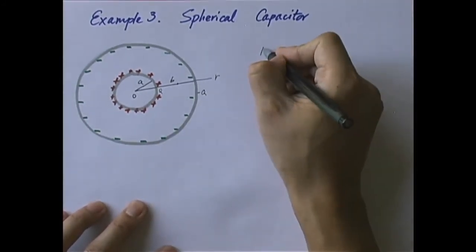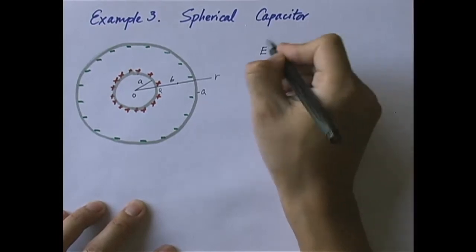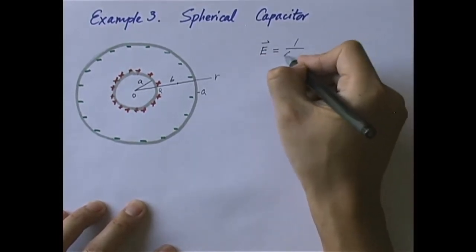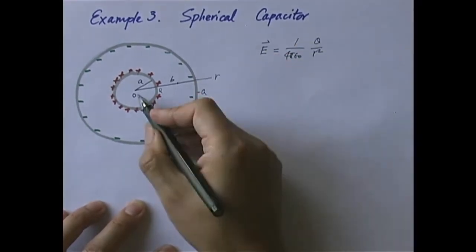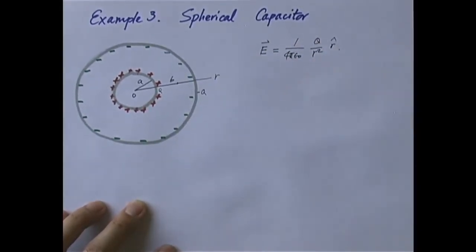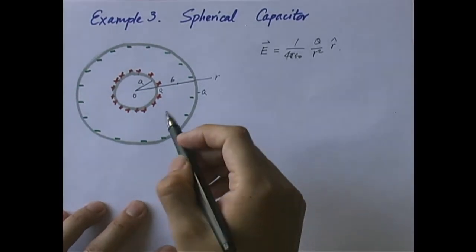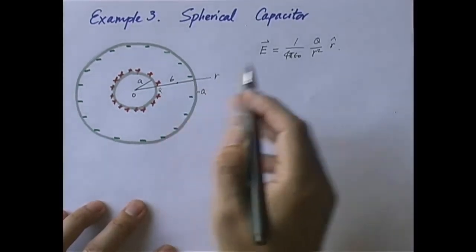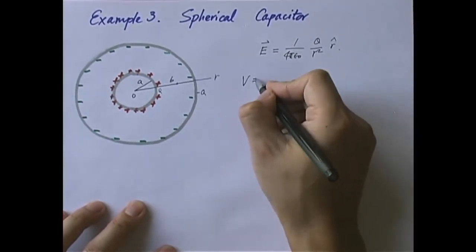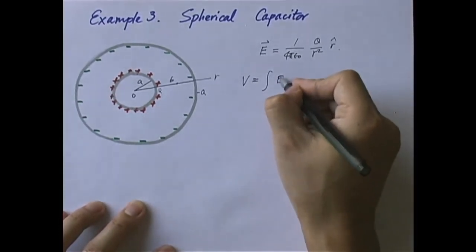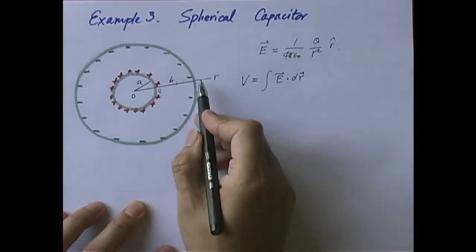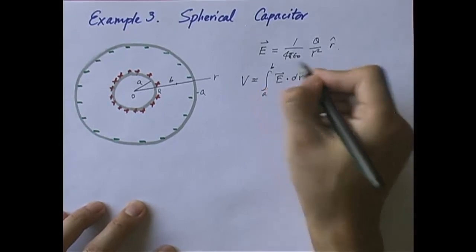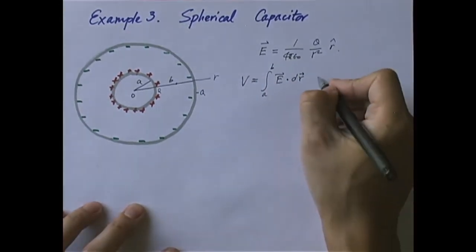So E is equal to 1 over 4 pi epsilon naught Q over R squared. It's a point charge, right? And then unit vector along the R direction. And then we're going to easily calculate the potential difference between here and there. V is just the integral of E dot dr, or ds, the same thing, radially outwards between A and B. Alright, let's easily finish this integral.